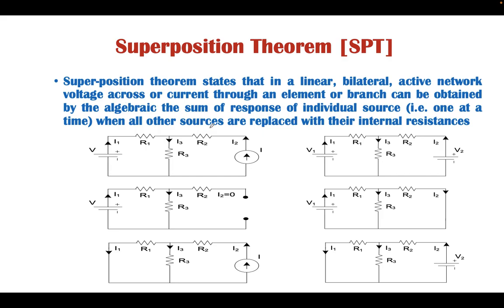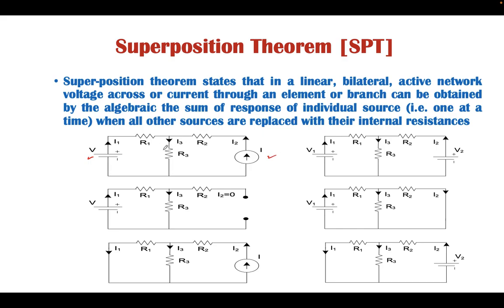be obtained by the algebraic sum of the response of individual sources when all other sources are replaced with their internal resistance. That is, in this case, we are considering one source at a time, whereas the other sources are replaced by their internal resistance. Now, let me consider an example. Here we have two different sources, one a voltage source, another a current source.